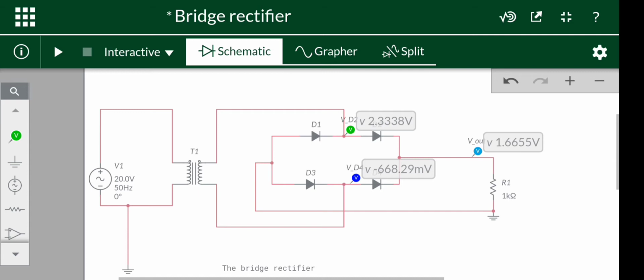Diodes D1, D2, D3 and D4 are connected back to back. This probe will show the rectified waveform appearing at D2. The other probe will show the rectified waveform at D4.